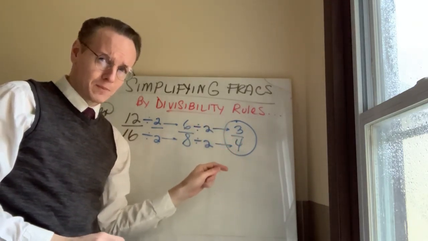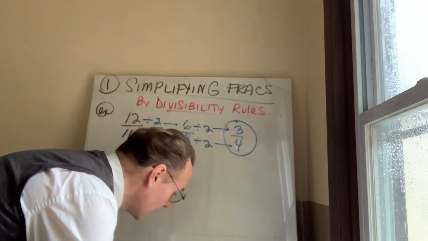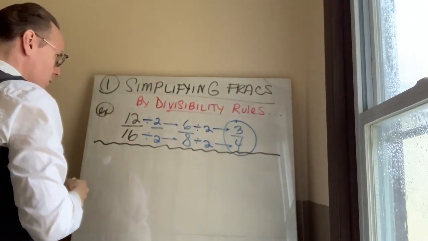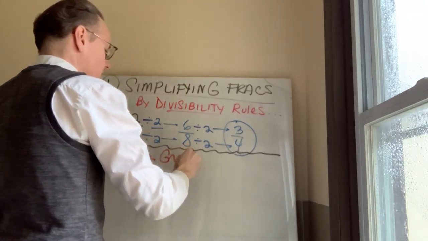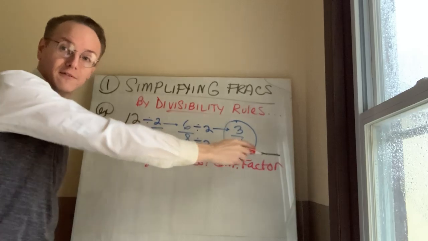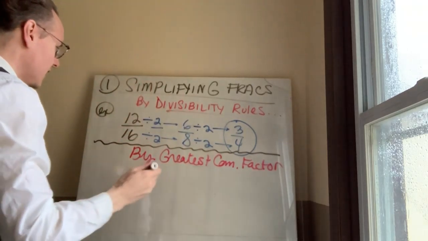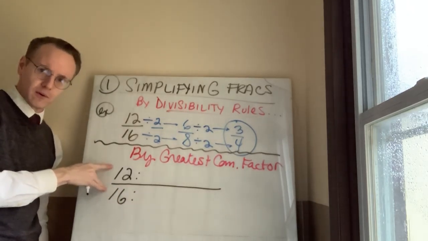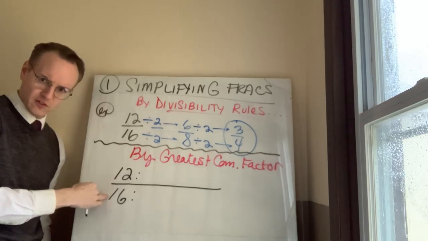Let's try the same thing in a slightly more sophisticated method, the GCF method. Okay. If you are going to simplify by using a greatest common factor, I have to abbreviate myself because I have very limited real estate here on the board. You would start with attempting to list the factors, and they're in pairs, mind you, numbers that multiply together that make 12, and then list also the factors of 16.